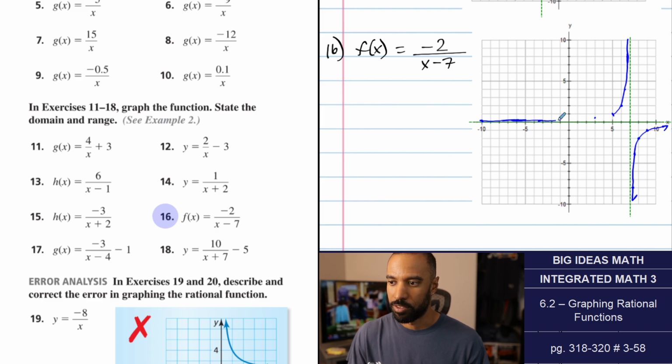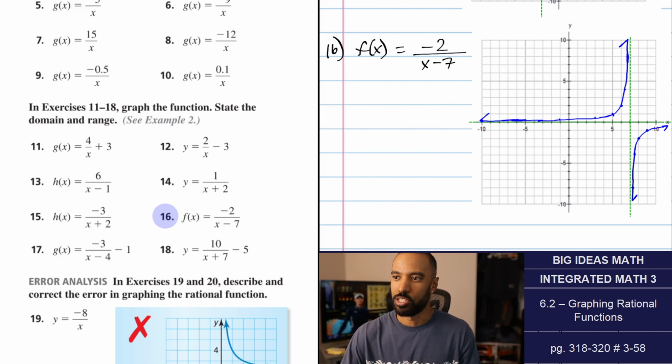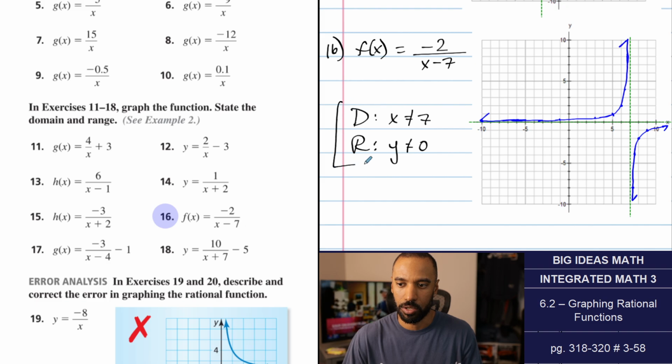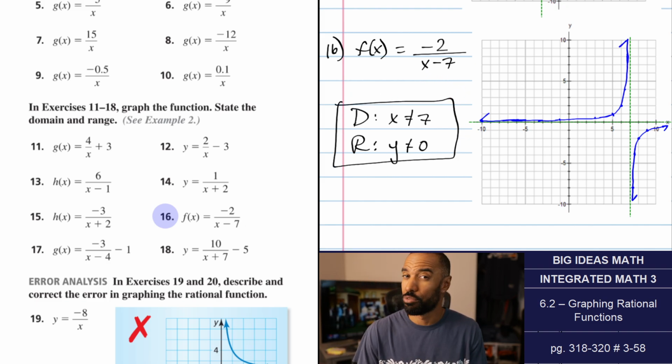This is my solution guide video. Okay. There we have that on number 16. Domain: x can't equal 7, as we have our vertical asymptote there. Range: y can't equal 0. Why can't y equal 0? Well, plug in any value for x. You still don't get 0 for y, no matter what.